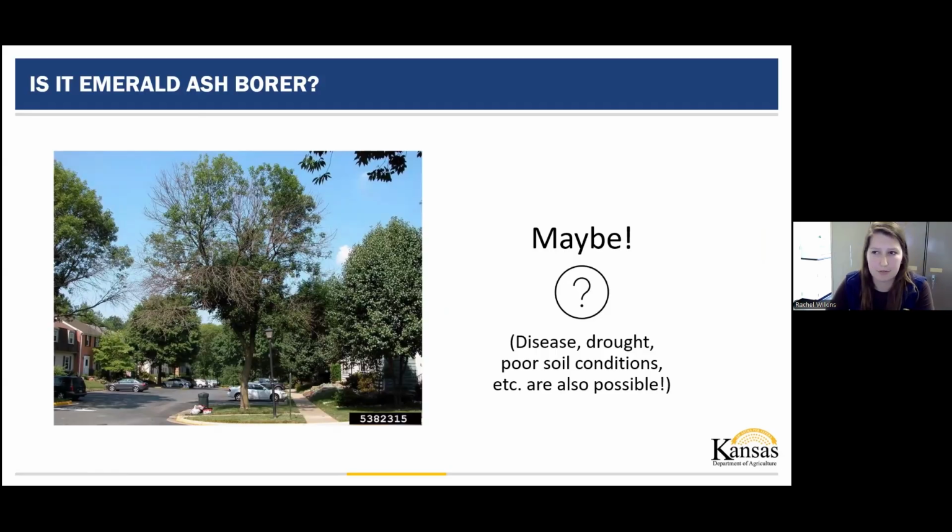It's really hard to tell just from looking at the tree itself. There's a lot of different factors that could cause the tree to have crown dieback. Those include disease, drought, poor soil conditions, damaged roots, a lot of different possibilities. But this is a good kind of motivator, it might be a good idea to continue to investigate this tree, maybe look at it more closely, because it is still showing symptoms that indicate it could be emerald ash borer.